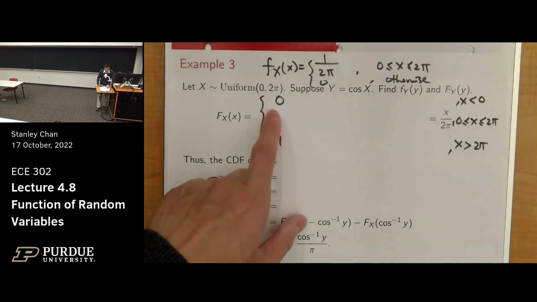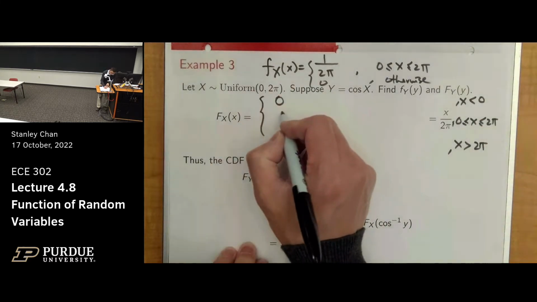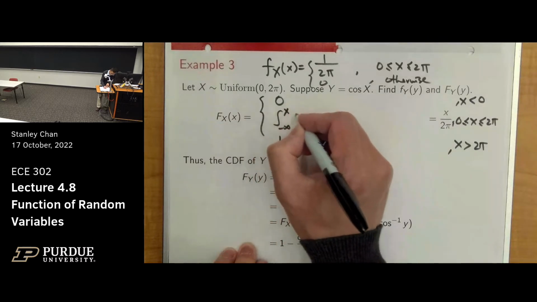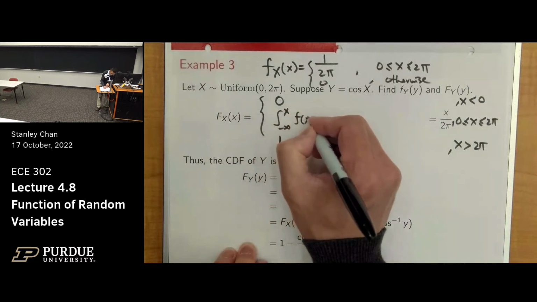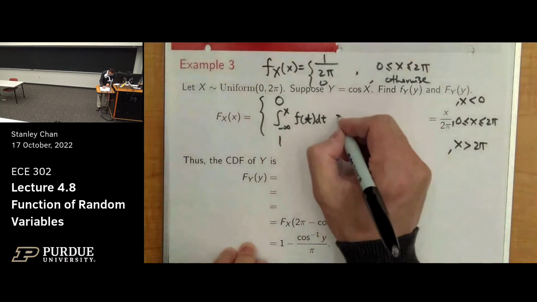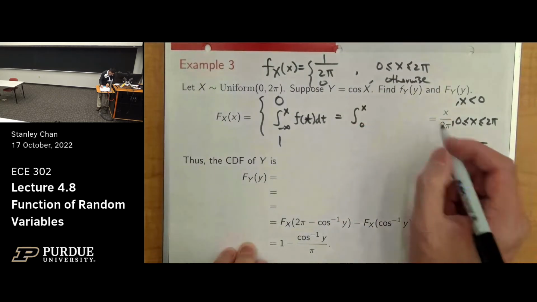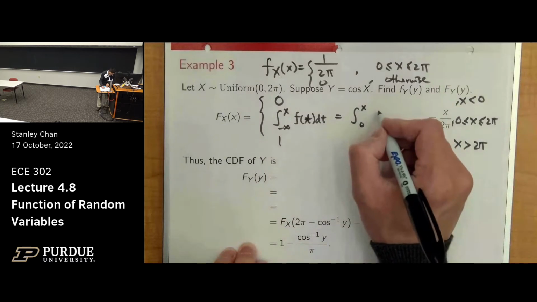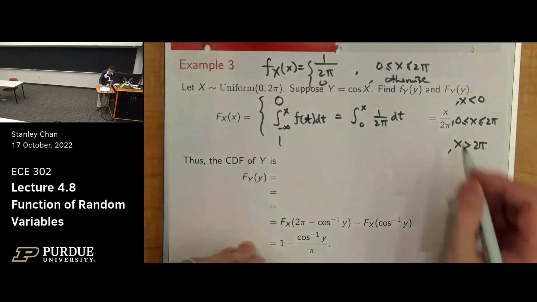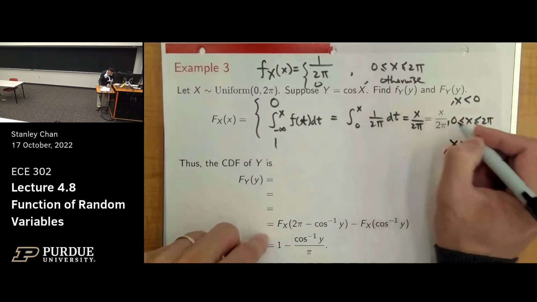But for the thing that's inside, in the middle, we know that this is the CDF. The CDF has to be the integration from minus infinity to x of your f(t) dt. t is a dummy variable. So in our case, it will be the integration from 0 to x of 1/2π dt. And so if you do this integration, it will give you x divided by 2π.